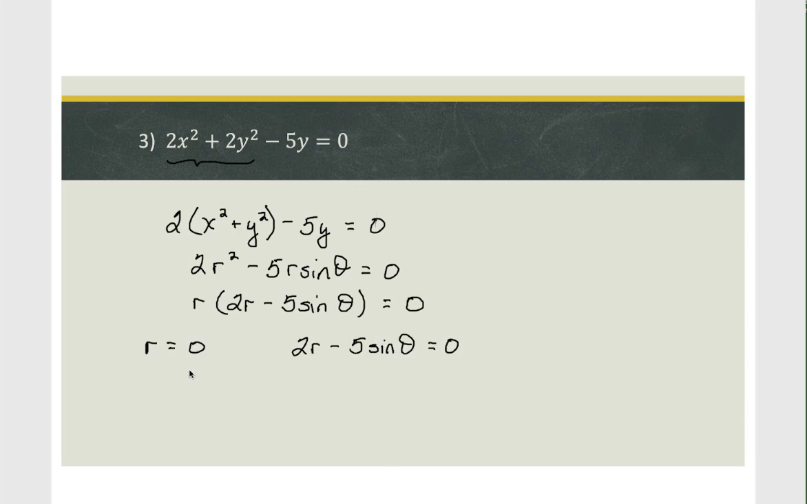R equals 0 is really an extraneous solution. If you think about what that would look like on the polar plane, that's simply a point at the pole, so that's not really an answer. Over here, though, we can easily solve this equation for r, obtaining r equals 5 sine of theta over 2. That is something we can very easily graph in our graphing calculator. So let's go do that, and now we'll actually know what this graph is supposed to look like.